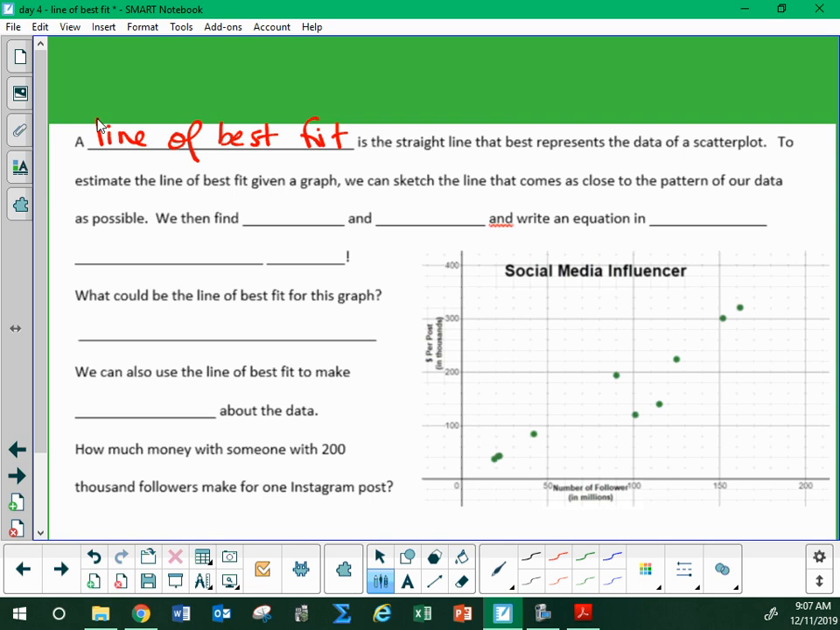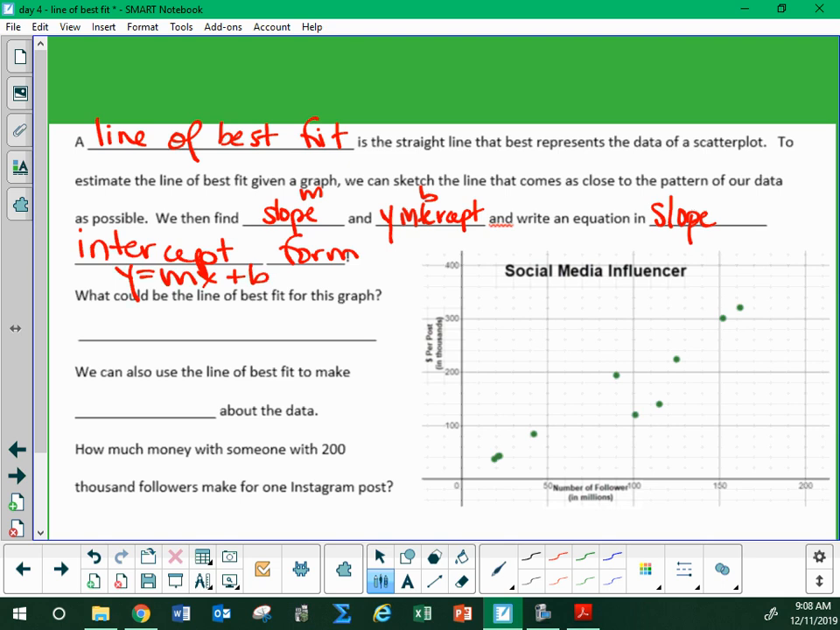To estimate the line of best fit given a graph, we can sketch a line that comes as close to the pattern as possible. All right, we then find our slope, and that's our m value. We find our y-intercept, and that's our b value. And we write our equation in slope-intercept form. So we're still just writing the equation of a line. It's just now we have to do some work to find our slope and y-intercept. So remember, our slope-intercept form is y equals mx plus b.